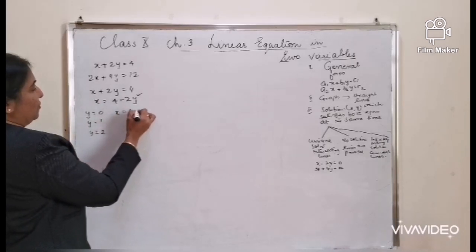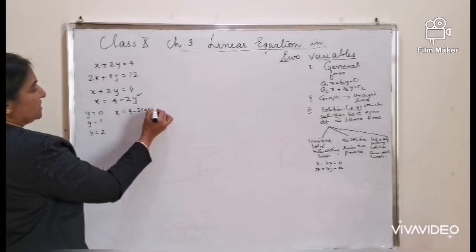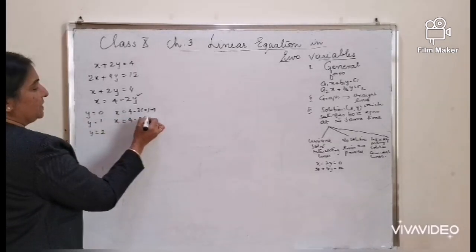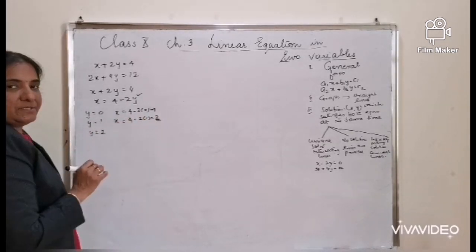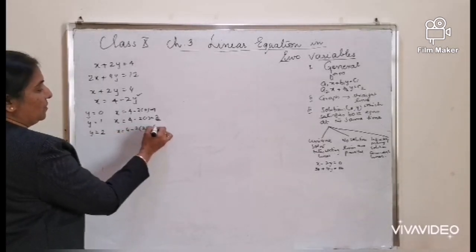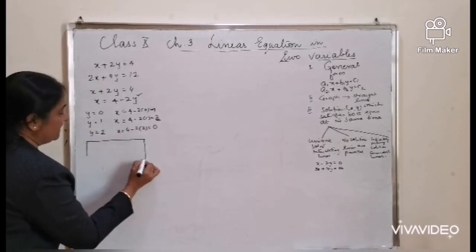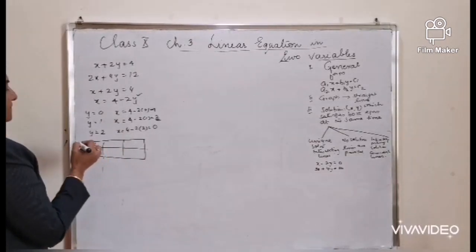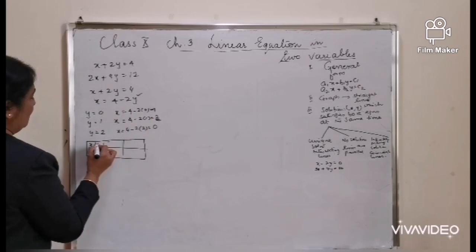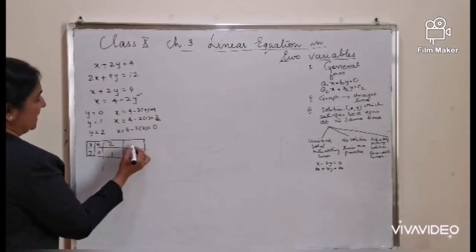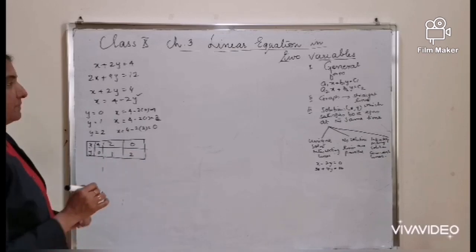X is equal to 4 minus 2 into 0, which is equal to 4. X is equal to 4 minus 2 into 1, 4 minus 2 is 2. X is equal to 4 minus 2 into 2, or 0. The table is formed as x, y: 4, 0; 2, 1; and the third value 0, 2.